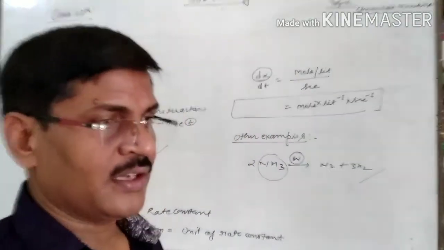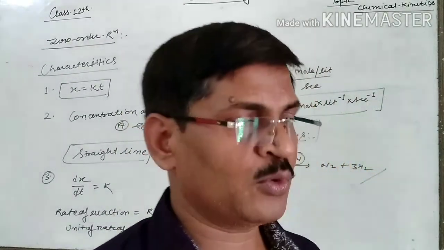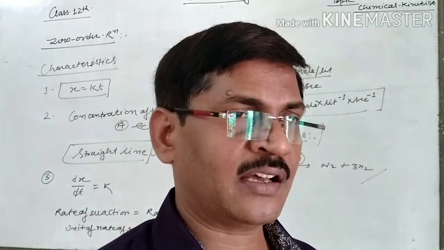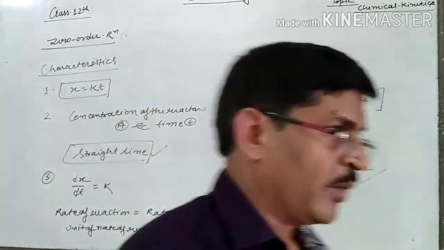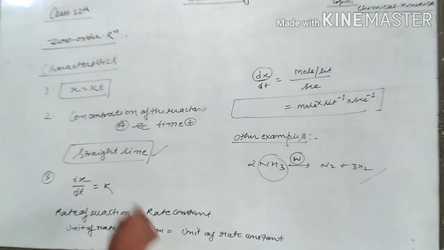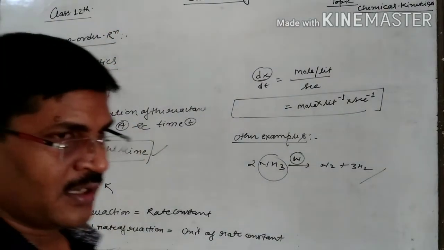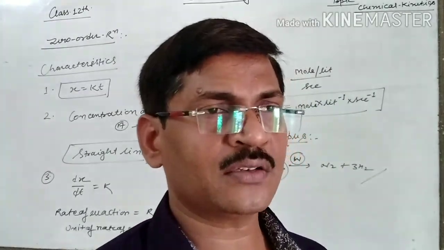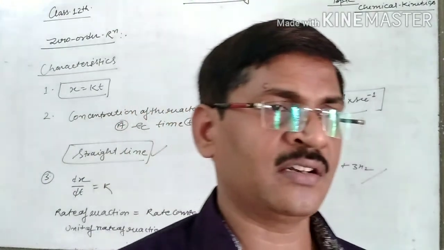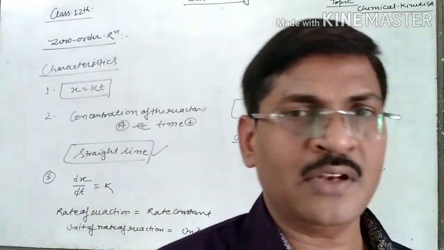In this way, you have seen the zero order reaction, its mathematical formula, derivation, its characteristics, and some important examples. Once again, I am going to explain. Zero order reactions are those reactions in which the concentration of any reactant has no effect on the rate of the reaction. You can take an example and then do it as I have done.